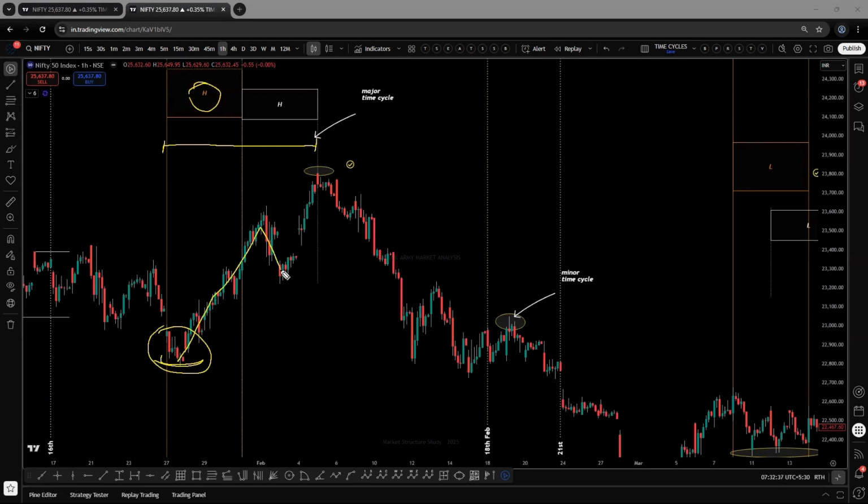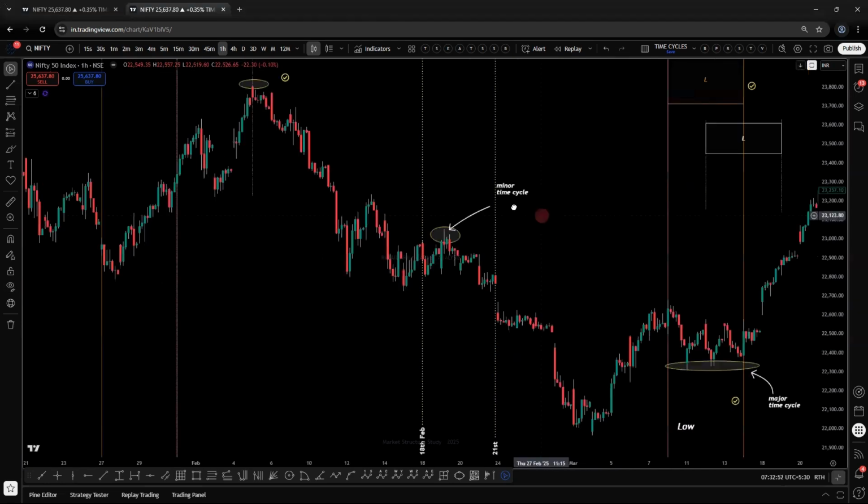At this time, I told you, let's wait till the time cycle gets over. Then we'll see the exact last day. What happened? We got the high, and it created a major move in the market. This is how you can look at the time cycles.